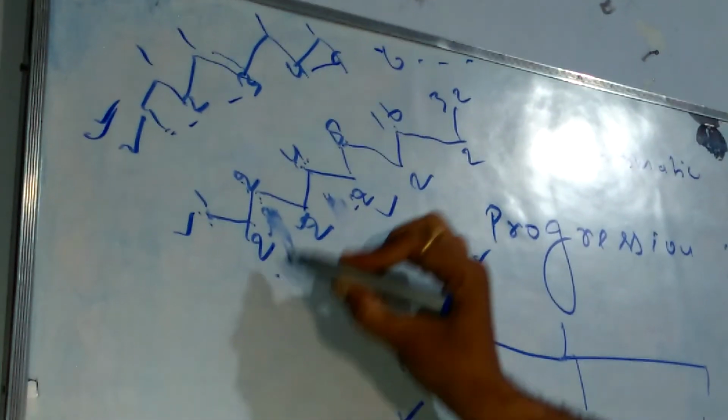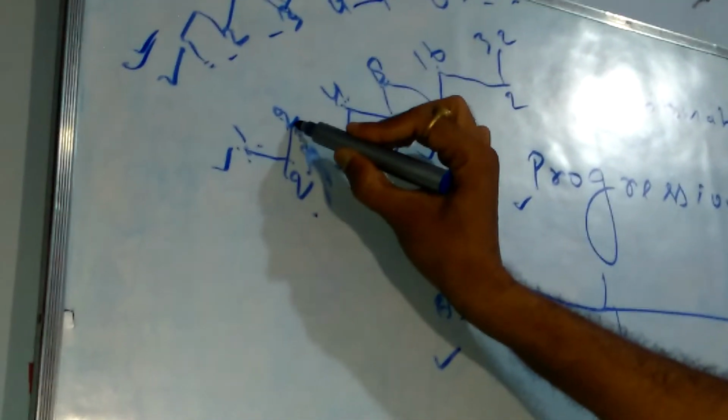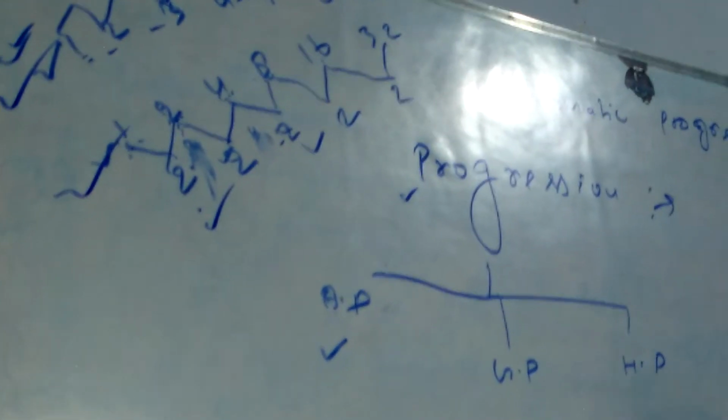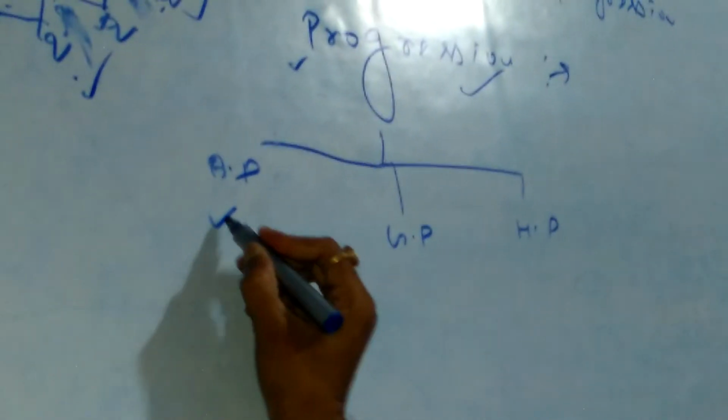In this way, we see that the difference between the numbers is not the same, but the ratio of every consecutive number is the same. These numbers are also in progression. They follow a certain rule, therefore that is called progression. This progression is divided into three parts. First is the AP. AP means that progression in which the common difference is the same.